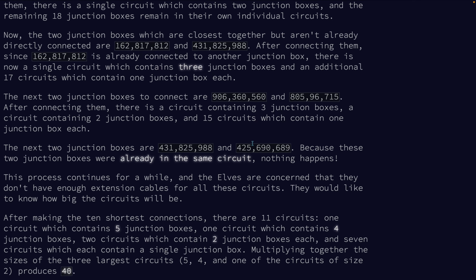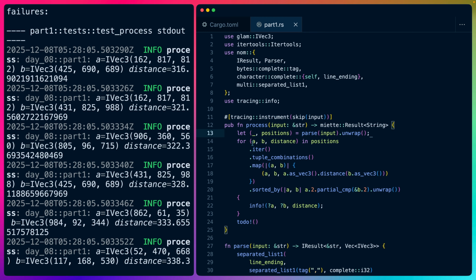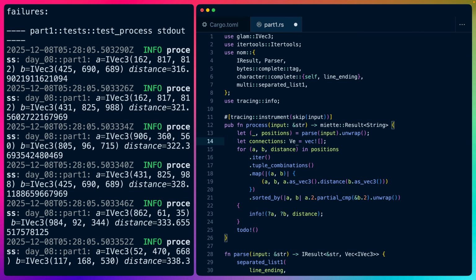So all we really have is junction boxes. We've got our one iteration happening. And I can think of two ways to handle this. We need to do 10 connections, right? So we could either maintain some state about how many connections we've inserted. This connections thing here would have to be like a vec of vecs of ivec3s. So we've got the outer vec, which is all the connections, and the inner vec, which is each cluster.